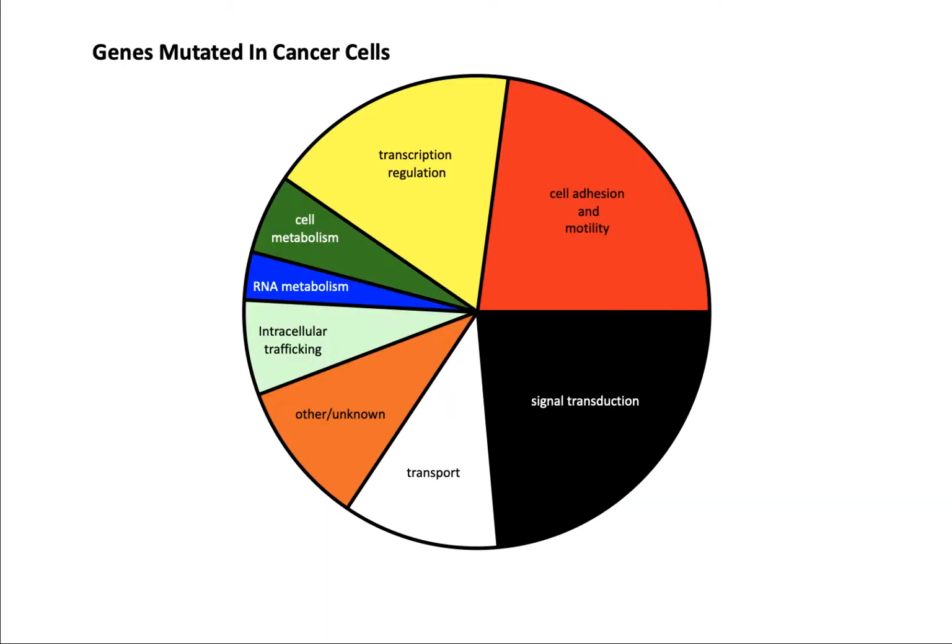The types of genes that are mutated in cancer cells are of a few types, including transcription regulation, cell adhesion and motility, signal transduction, so those make up about 60% of the cells, and then transport, intracellular trafficking, RNA metabolism and cell metabolism, and some other functions make up the other about 30% or 40% of the genes that are known to mutate to cause cancers.